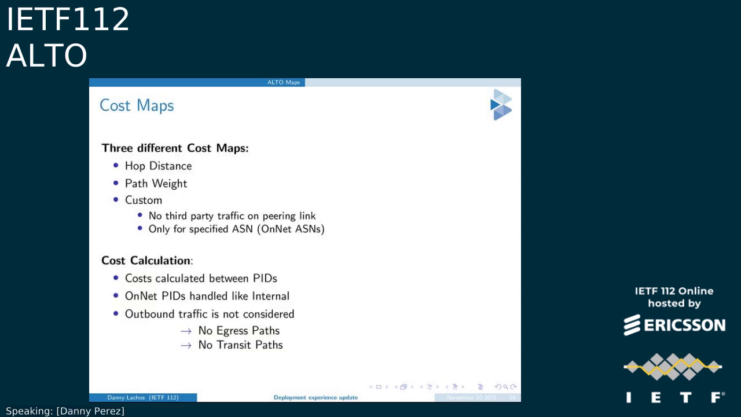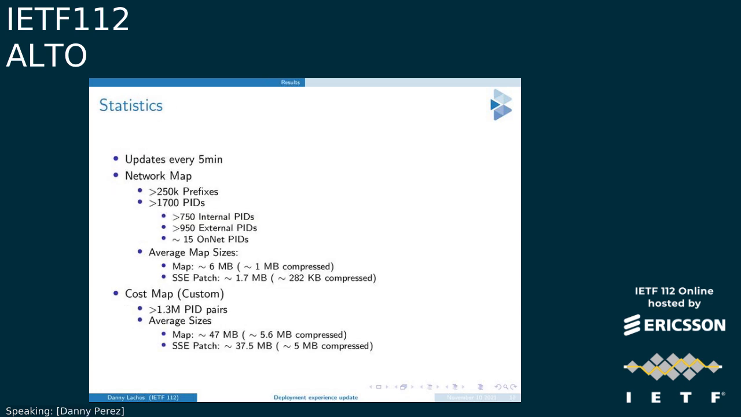Okay, for the cost map, basically we provide 3 different cost maps. The hop distance, that is the cost in terms of number of AS internal hops. Path weights, that is basically the cost according to the routing protocol. And a custom cost, that is derived from the delay or peering link utilization. Okay, next slide, please.